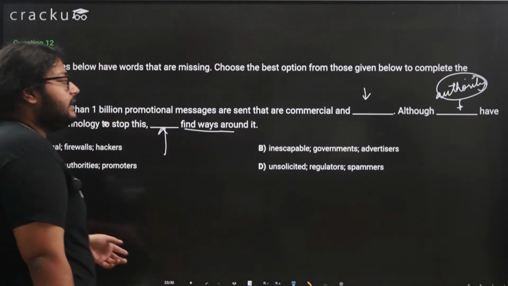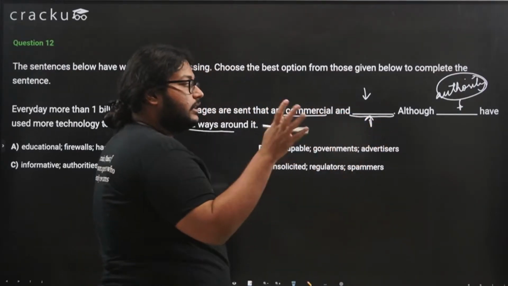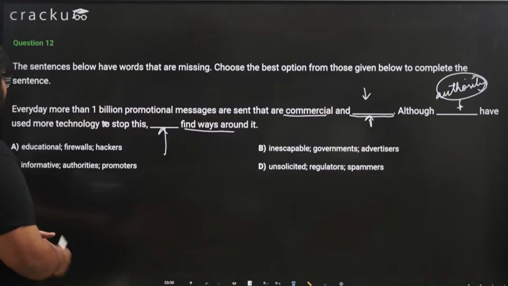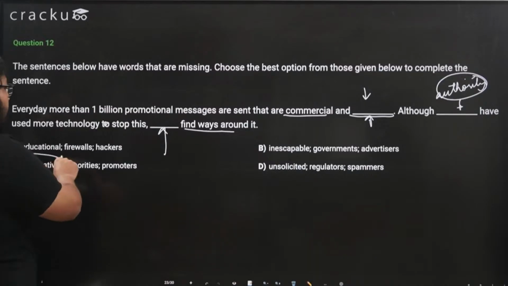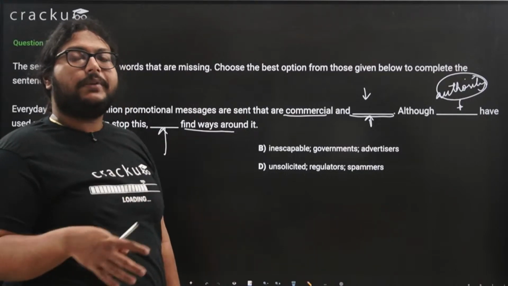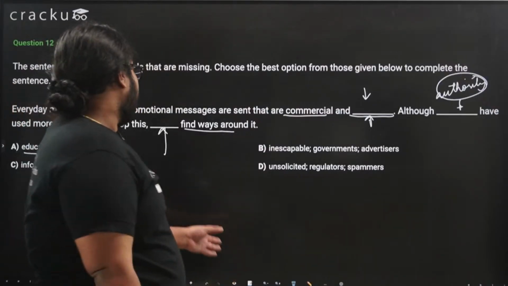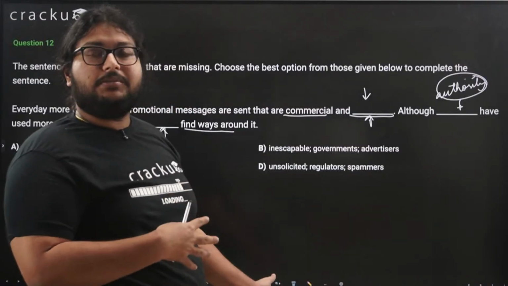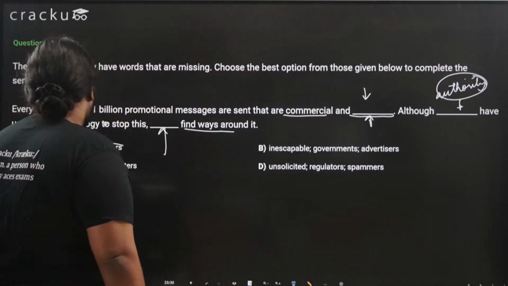First blank, and one thing we understand is that commercial and something, both of these the authority is trying to block, right? Let's read through the options. Educational. Okay, so if something is an educational promo message, even if it's a promo, the government or the authorities will not try to block it, right? A lot of technology has been used to stop this. This will not be the case. So educational, we can reject option A on those grounds.